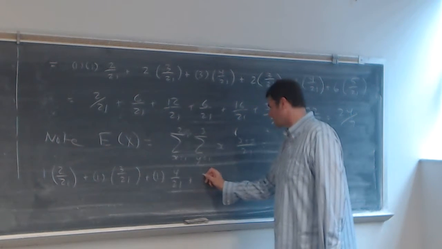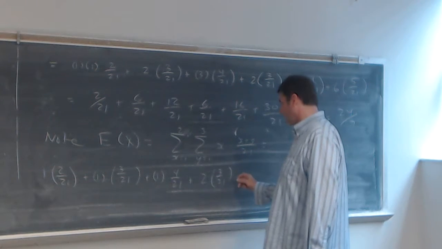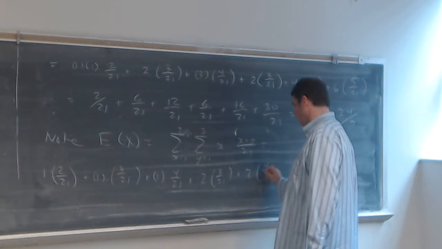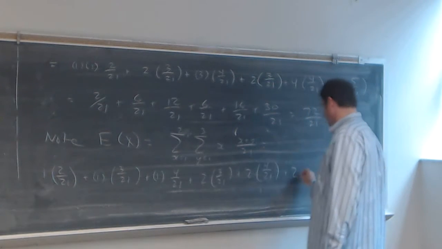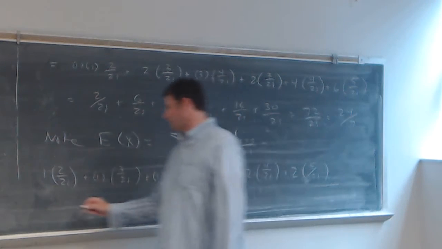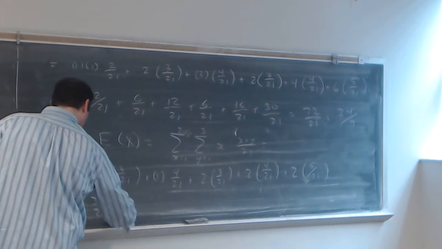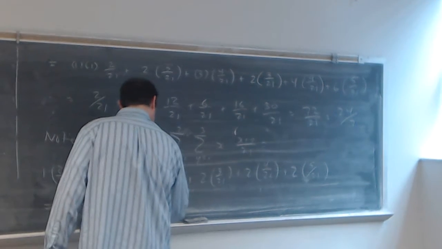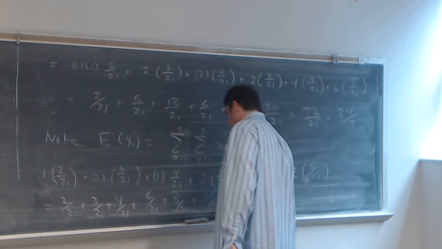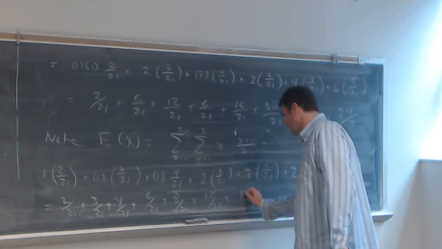Plus, now when x is 2, we're going to get 2 times 2 plus 1 when y is 1, which is 3 over 21. Plus 2 when x is 2 now, and here's 2 plus 2, that's 4 over 21. And finally, x is 2 still, and y becomes 3, so we get 5 over 21. And when I add these together, I get 2 over 21 plus 3 over 21 plus 4 over 21 plus 6 over 21 plus 8 over 21 plus 10 over 21. And that's equal to 18, 24, 28, 31, I think it's 33 over 21.